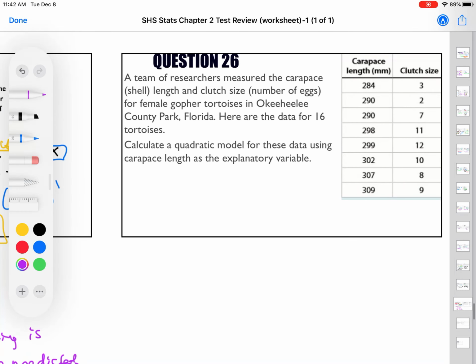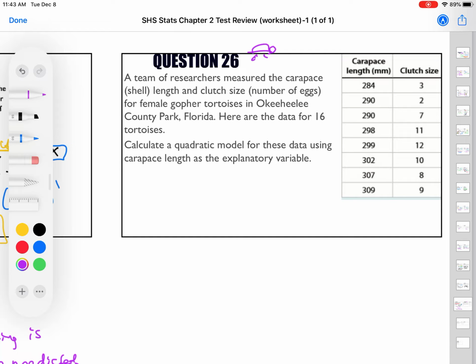Question number 26. Okay, a team of researchers measured the carapace, which is the shell length. I had to look this up. I don't know. That's my turtle. And the clutch size, which is the number of eggs for the female gopher tortoises in Ocklawaha County Park, Florida. I don't know what that is. Here is the data for the 16 tortoises. Calculate the quadratic model for the data using the carapace length.